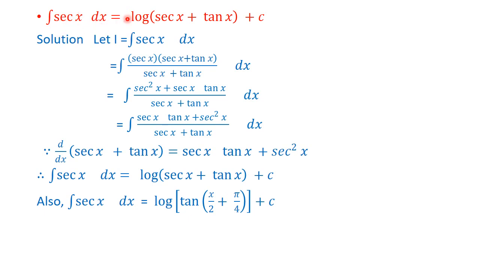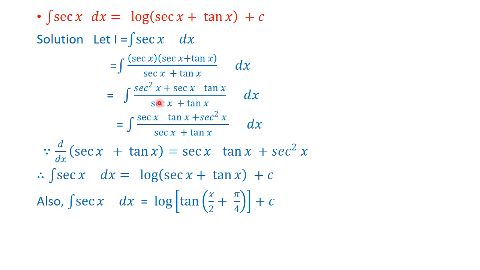Similarly, another result: integration of sec x dx is equal to log of sec x plus tan x plus c. So how can we derive it? Let us see. Consider the LHS, integration of sec x dx. Now multiply and divide this term by sec x plus tan x. So in the numerator, taking this product, we get sec square x plus sec x tan x, and in the denominator sec x plus tan x as it is.